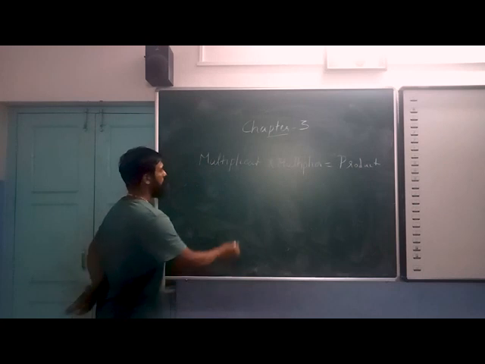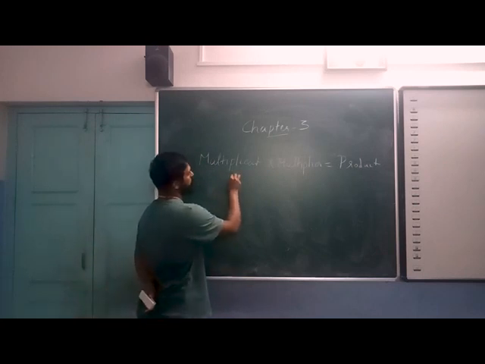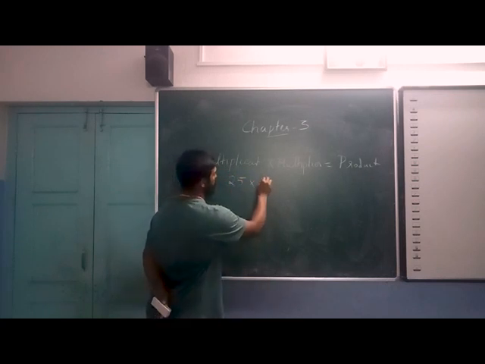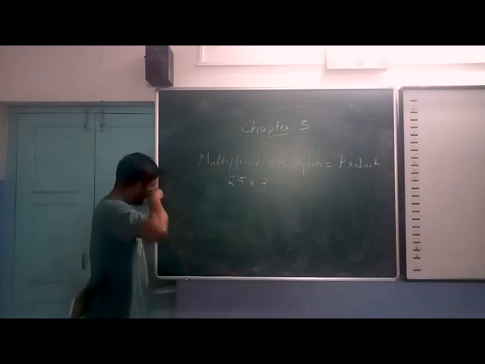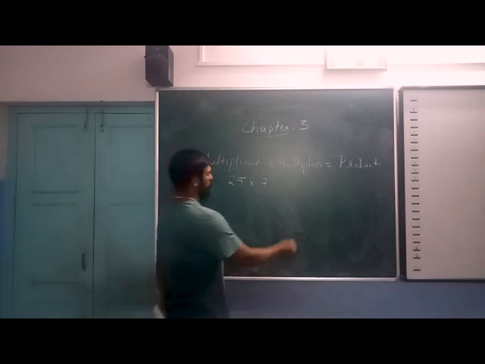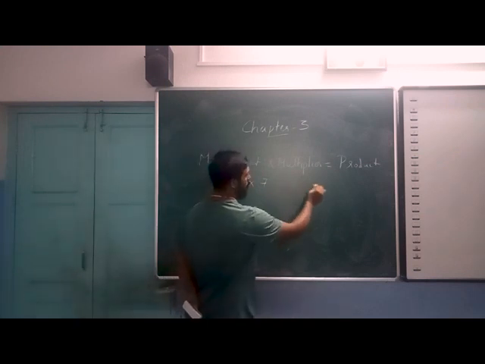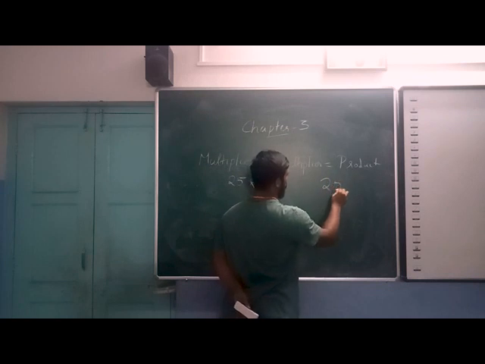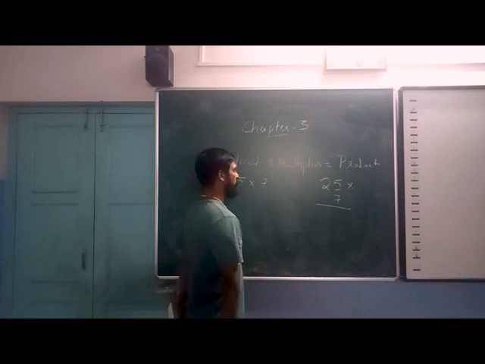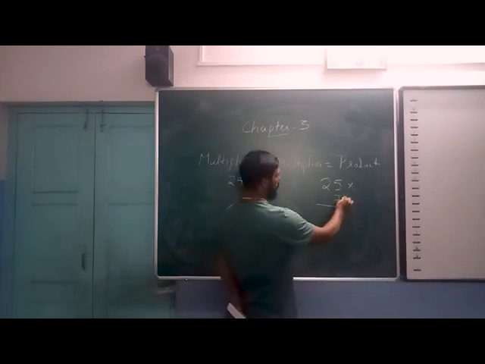So let us take a multiplicand. You take a big number, 25, into, you may take 7. So how do we multiply these two numbers? First of all, write the multiplicand here, then put the emblem of multiplication, then the multiplier, then draw the line.